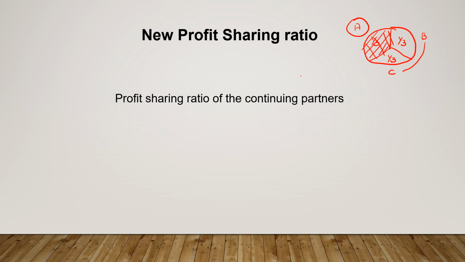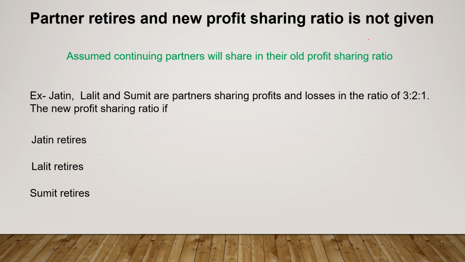Now, further, what is the new profit sharing ratio? In simple words, it is the profit sharing ratio of the continuing partners. That is, in this case, the ratio in which the profits and losses would be shared by B and C after retirement of A. Now, when we go about calculating this new profit sharing ratio, you might encounter several situations, two of which are discussed here.